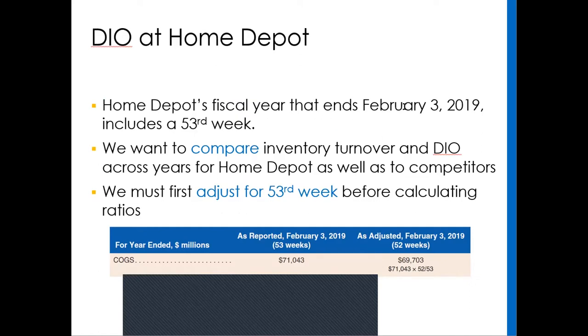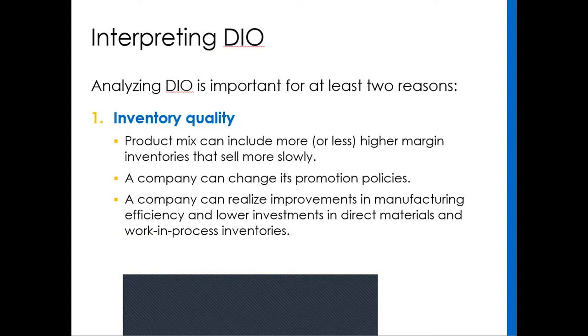So Home Depot, how do they do? And be careful, they have the 53rd week. So their days are ending at interesting times. So they have an extra week's worth of sales. That's an extra 2%, by the way. Want to compare inventory turnover with days inventory outstanding across the year. First adjust for the 53rd week. So we had to adjust, take out a week's worth and make that adjustment on cost of goods sold to be consistent. Interpreting.